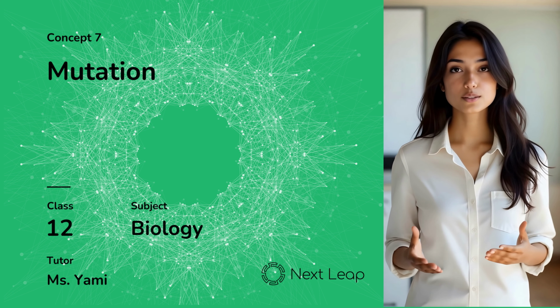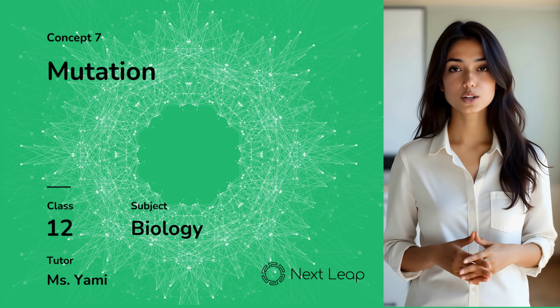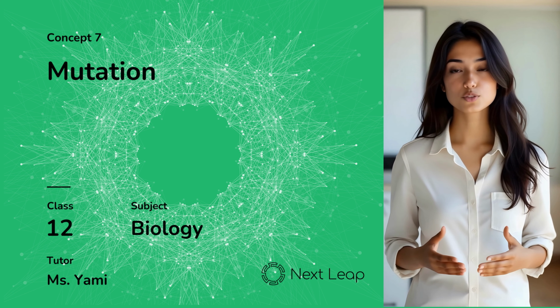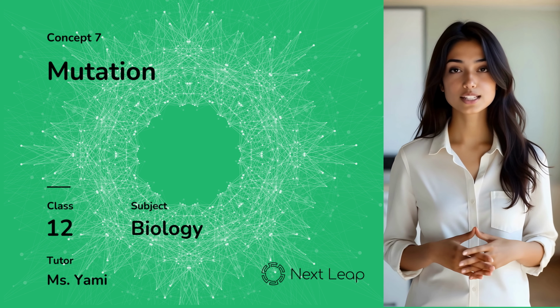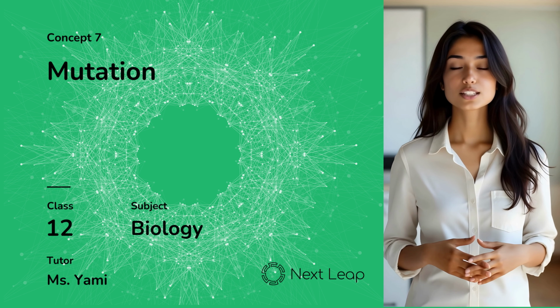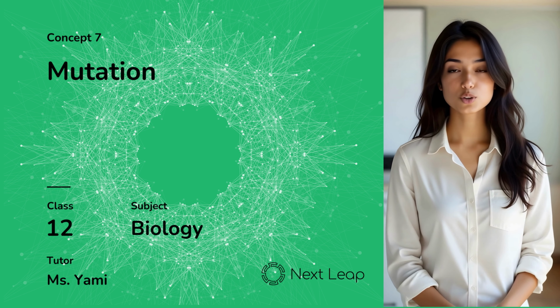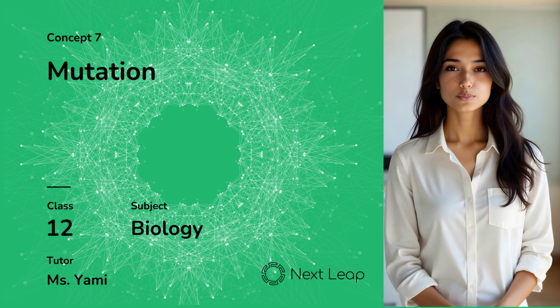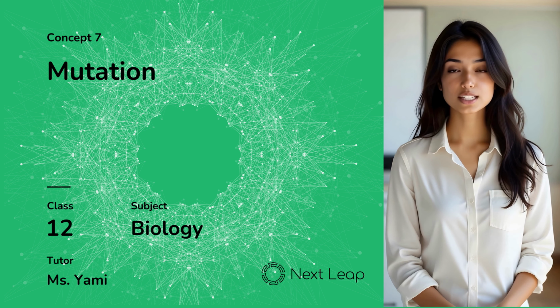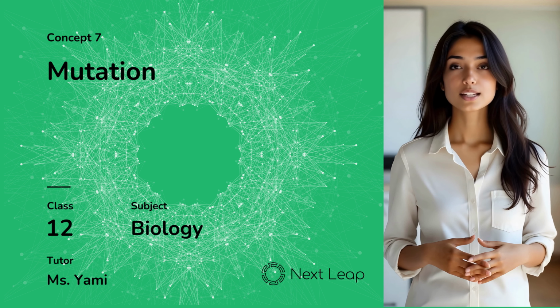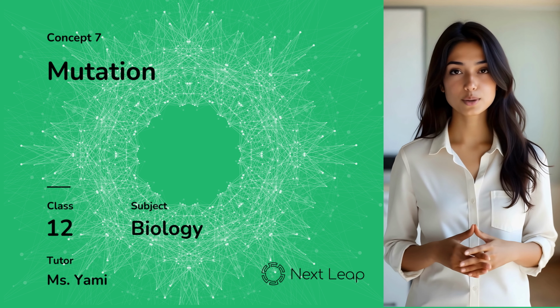Hello, everyone. Have you ever wondered why some organisms look different from others, or why you may have inherited certain traits from your parents? The answer to these questions lies in a fascinating process called mutation. Mutations are changes in the genetic material of an organism, and they can lead to new traits that may be passed on to future generations.